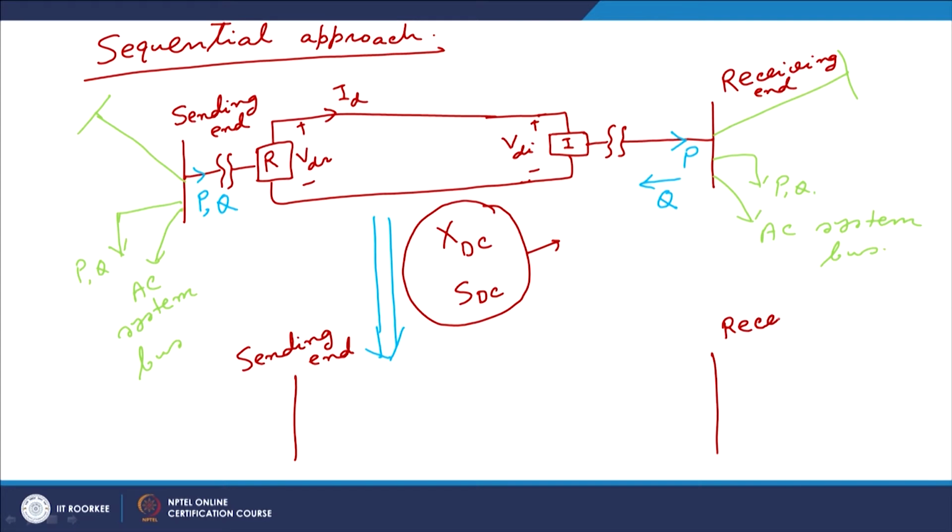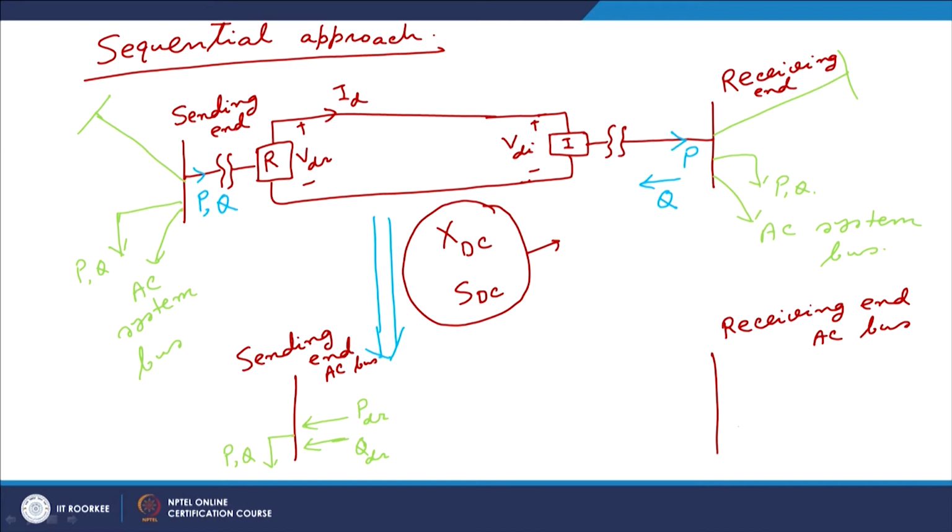Please note that this is the receiving end AC bus, and this is also an AC bus, the sending end AC bus. At this sending end AC bus, we have already noted that it has its own AC load, P and Q. But now we represent the effect of this rectifier as some equivalent injected real and reactive power, so we have equivalent PDR and equivalent QDR.